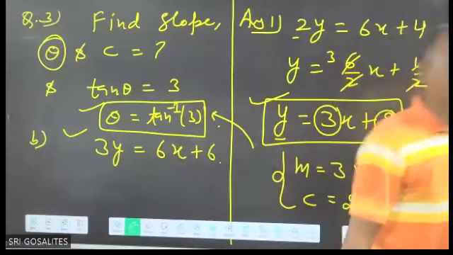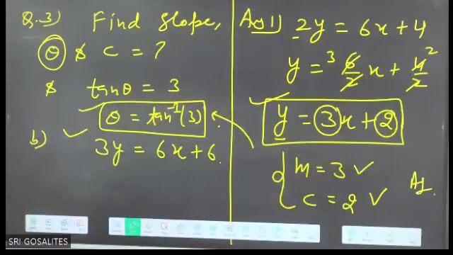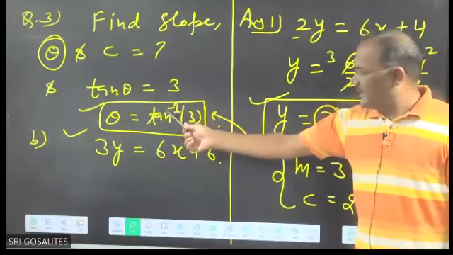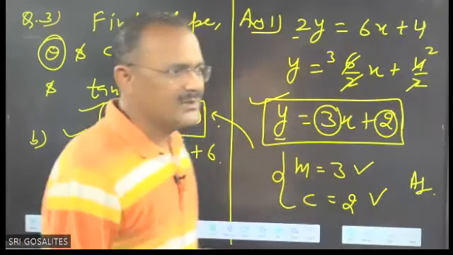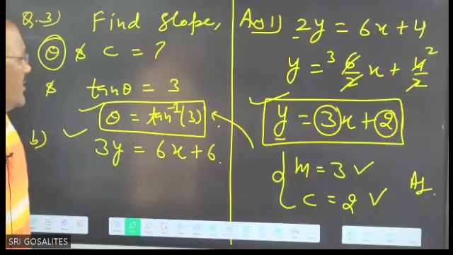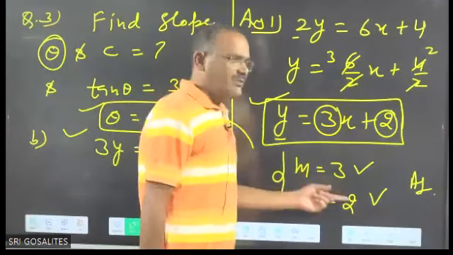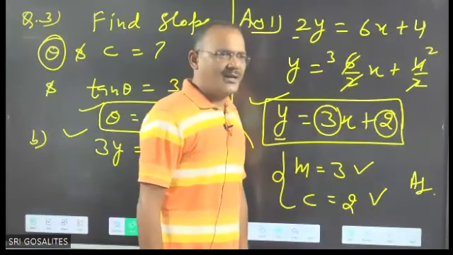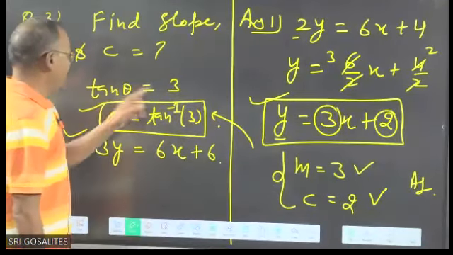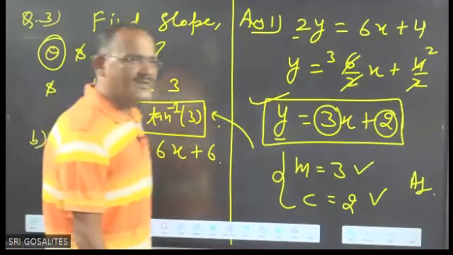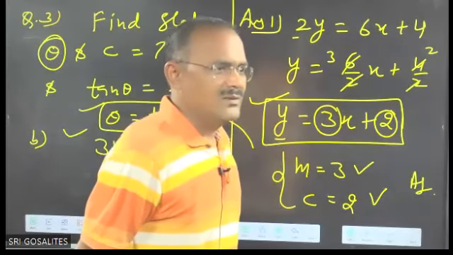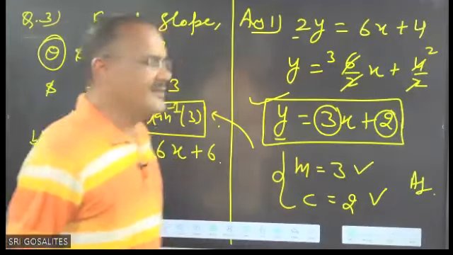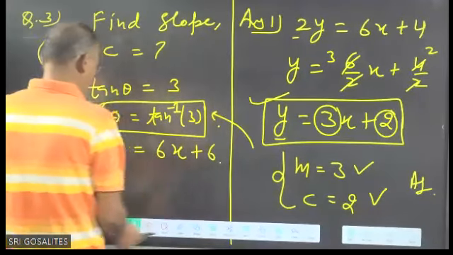Is that clear? We got m is 3. m means tan theta is 3. So theta is tan inverse 3. Sir, I didn't understand. What is it? The slope we got for the line is 3. What is the meaning of slope, beta? Tan theta. Okay. Tan theta is 3. So theta is how much? Tan inverse 3. Yes, good. This is for the first question.